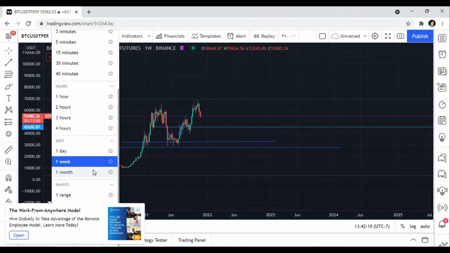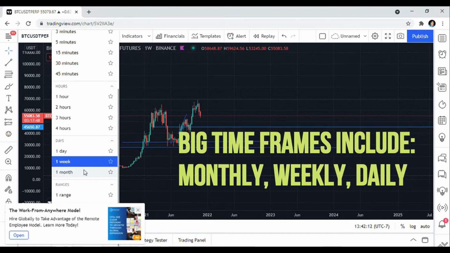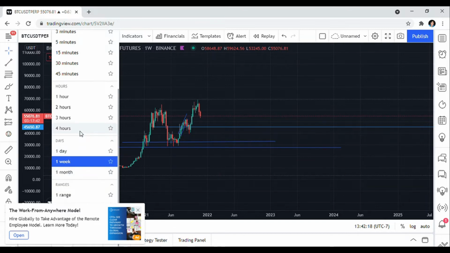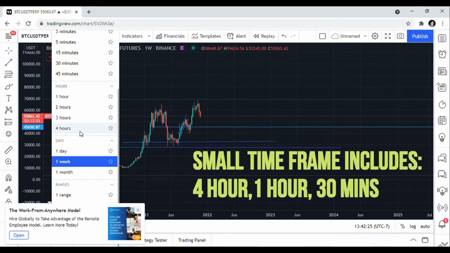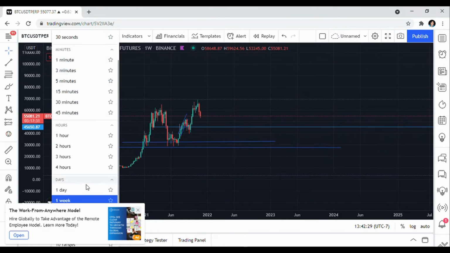Now the bigger time frames include 1 month, 1 week, 1 day. Those are bigger time frames. Smaller time frames include 4 hour, 1 hour, 30 minutes, up to 1 minute. These are shorter time frames. If you are a day trader, normally you want to base your analysis on the smaller time frame, right? You want to draw your support and resistance lines on the smaller time frame.